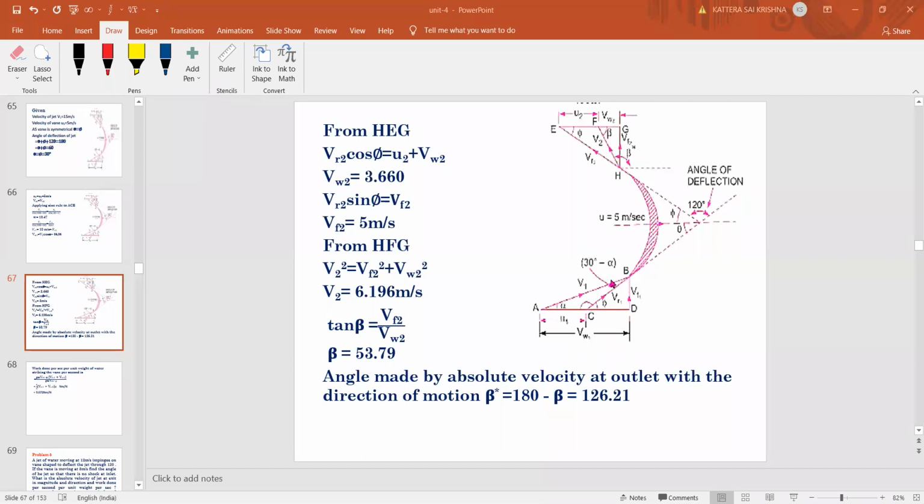Right, everything we'll get from these triangles only. So these triangles are very important. Please practice these triangles because in the next coming units also we'll have these turbines.